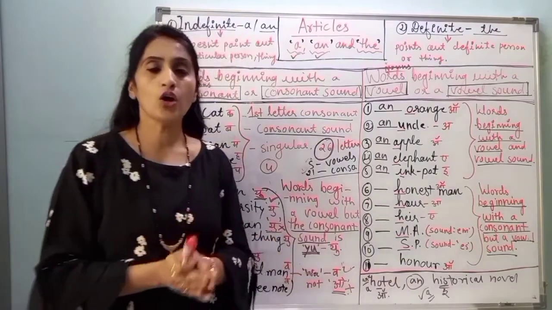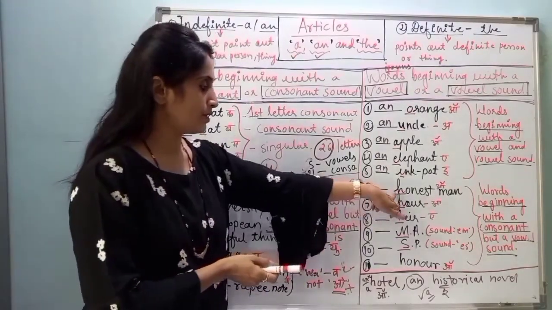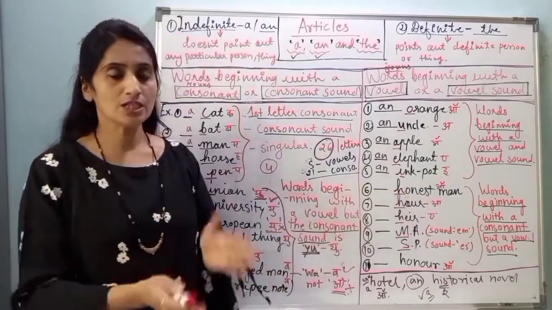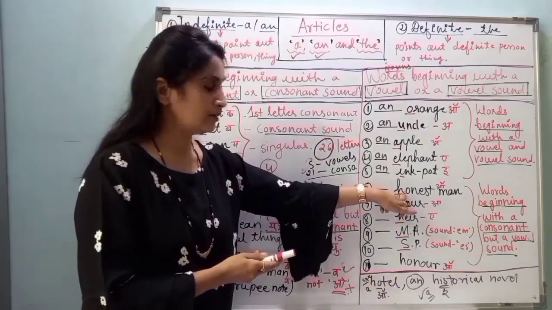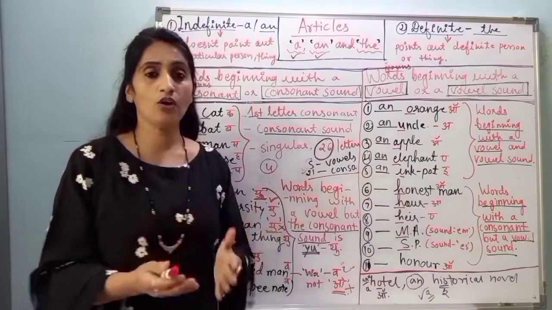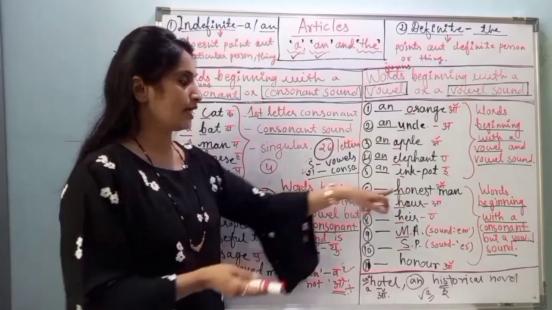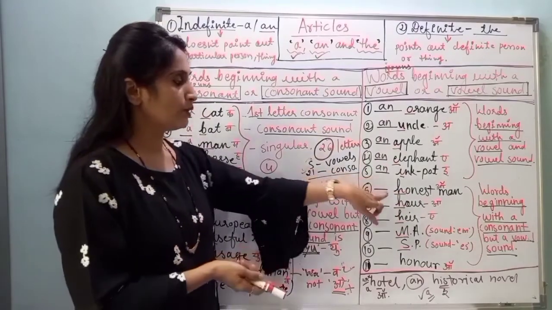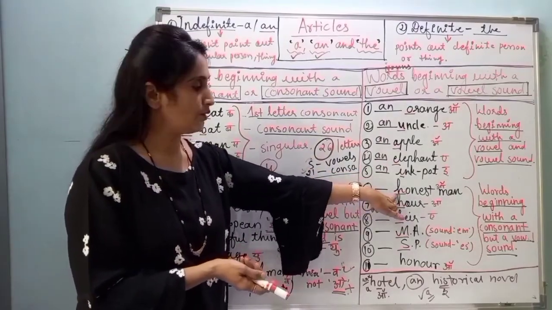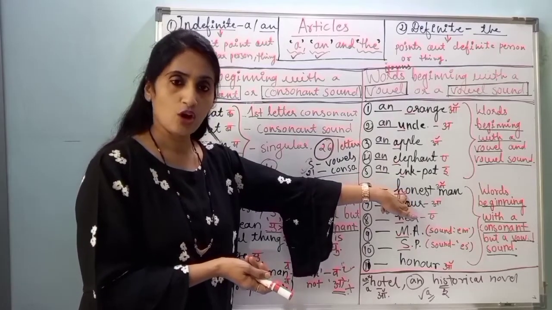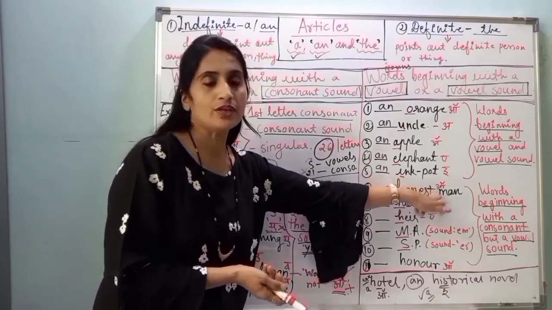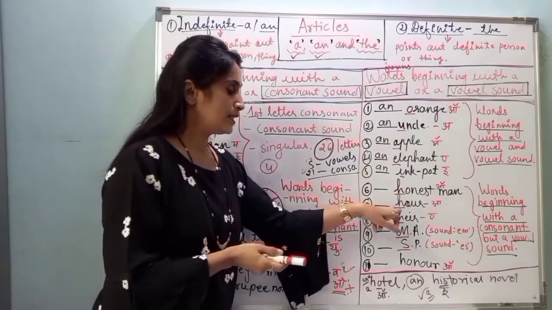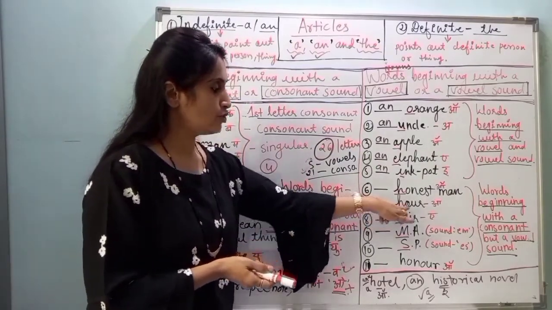H is a consonant and here we pronounce the word as honest. Which is the sound here? O. We say honest man. We do not say honest man with an H sound. So the word begins here with a consonant, but the sound is O. That is a vowel sound. Okay. The second word is HOUR.